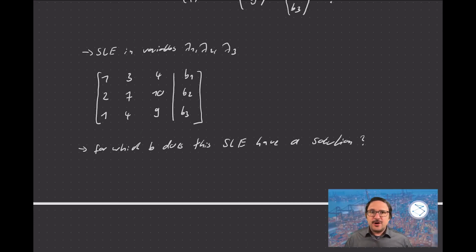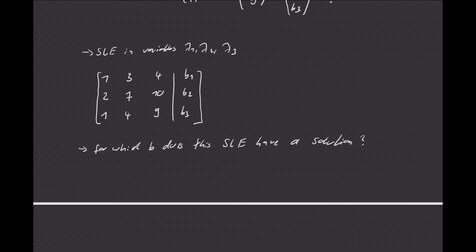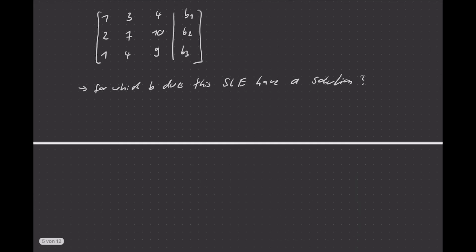Well, as I said, you know this example already. And we have solved this SLE for a very specific right-hand side, for the one that I've shown you above. And in doing so, we have also computed the echelon form of this left-hand side tableau. So in particular, we know the rank. And this is what is sufficient to characterize whether there is a solution or not.